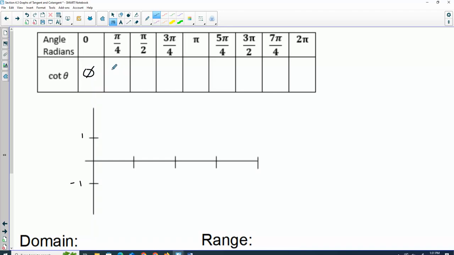At pi over 4, radical 2 over radical 2 is 1. At pi over 2, that would be 0 over 2, which is 0. 3 pi over 4 in the second quadrant, tangent is negative, so negative 1. Pi, if you need to, think about your unit circle. Cotangent's x over y, negative 1 over 0 is undefined.